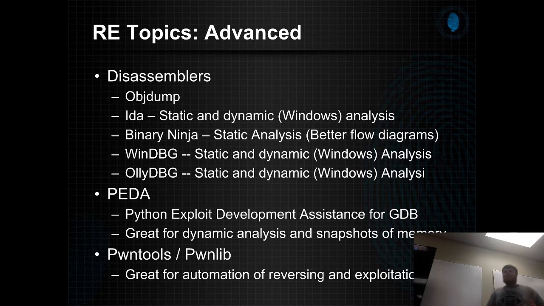Now some of the advanced topics. So right after covering GDB, we'll also go into some disassemblers. So this is a somewhat small list, just some of the disassemblers that are out there. So objdump is just a command line utility on Linux that allows you to dump the assembly of a binary. IDA is going to be your static and dynamic analysis for Windows.